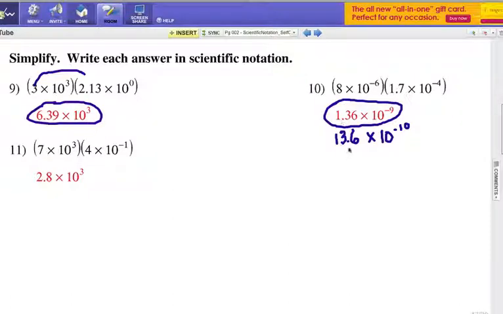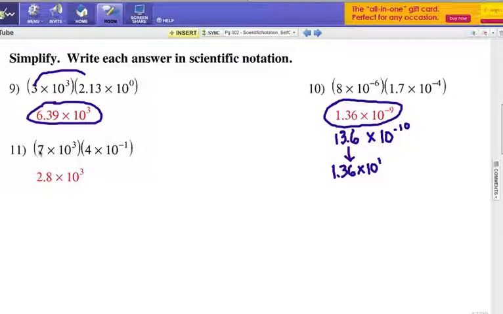Another way to think about it is 13.6, written in scientific notation, is 1.36 times 10 to the first power. And then when I multiply the 10 to the negative 10 times 10 to the first power, remember we add the exponents, that's why it becomes negative 9. All right, a little tricky, so be careful on those.